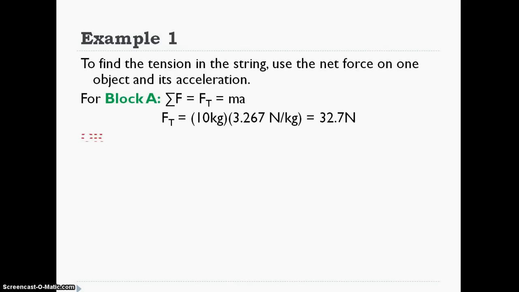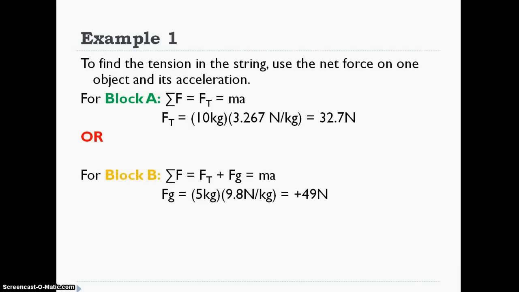Okay, that's it. Now, if you were just finding the tension, you could be done there, but I wanted to show you that it's the same whichever block you choose, because they are accelerating at the same rate and they're going to have the same tension. So for block B, let's look at the same thing. For block B, instead of just having tension, you have tension plus gravity, because the FG for that one is in the direction of motion, the tension's opposite, so they're both in the plane of motion, and that's equal to mass times acceleration.